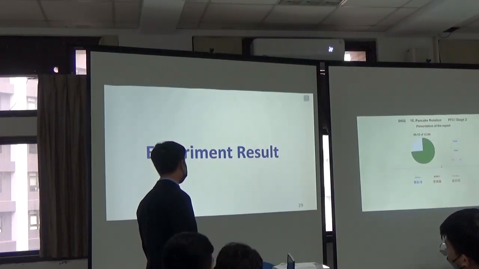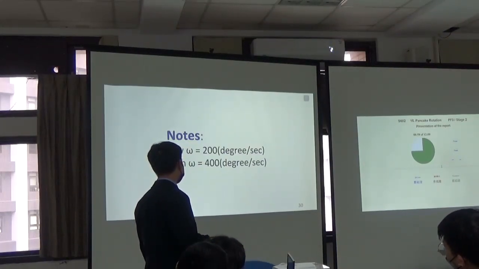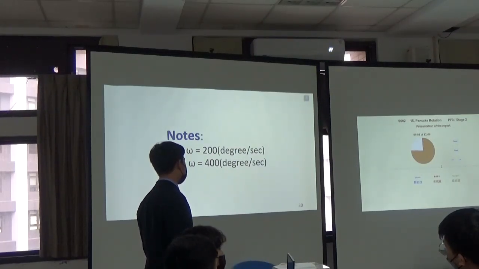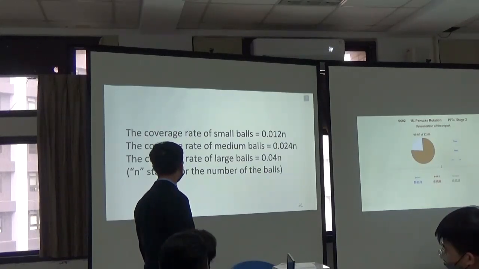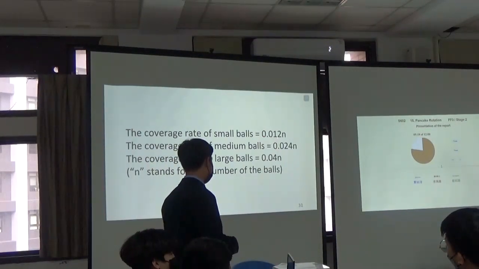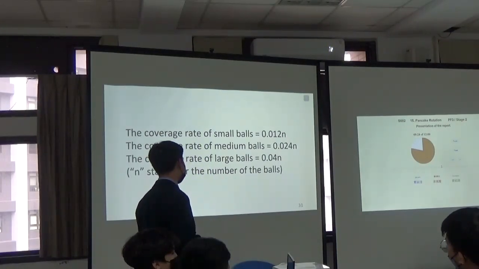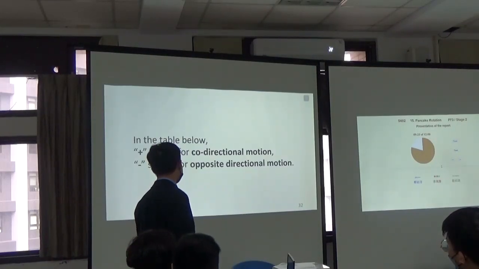This is our experiment results. We have two angular velocities. The lower is 200 and the higher is 400 degrees per second. We use the coverage rate we talked about before. So the small ball is equal to 0.012 times n. N stands for the number of balls, and the medium ball is this, and the large ball is this.